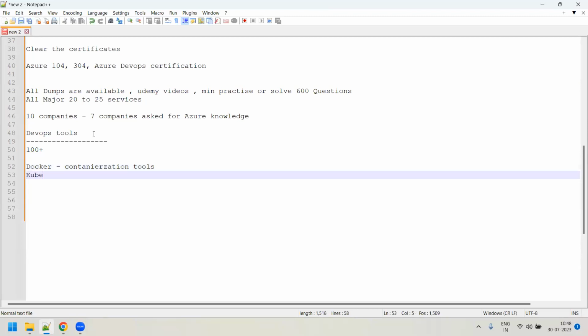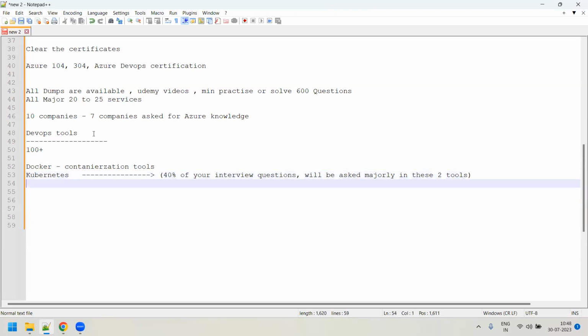Once Docker is done, sir, please study Kubernetes. Kubernetes is very important. Try to learn Kubernetes and Docker in a very in-depth way, because 40% of your interview questions will be targeted at these two tools, Docker and Kubernetes. That's the reason I'm stressing that you need to learn in a very in-depth way, whatever I'm saying all this time, very in-depth. Very in-depth in Docker and Kubernetes.